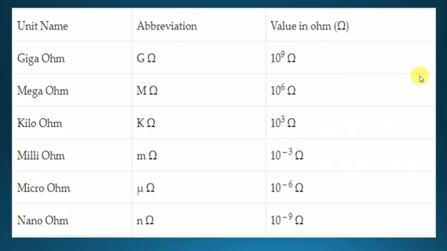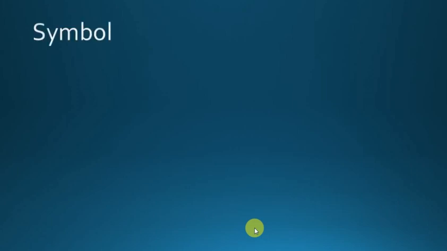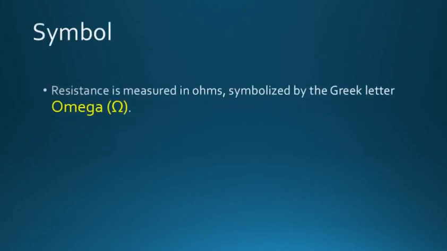Different prefixes are used for very large and very small values of resistances. Giga for 10 raised to the power 9, mega for 10 raised to the power 6, kilo for 10 raised to the power 3, milli for 10 raised to the power minus 3, micro for 10 raised to the power minus 6, and nano for 10 raised to the power minus 9 ohms. Resistance is measured in ohms and is symbolized by the Greek letter omega.